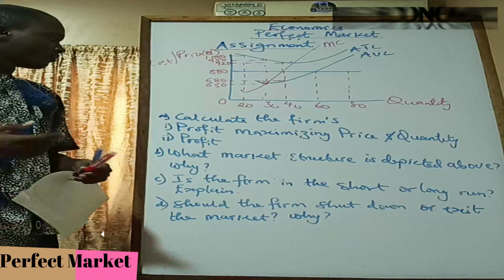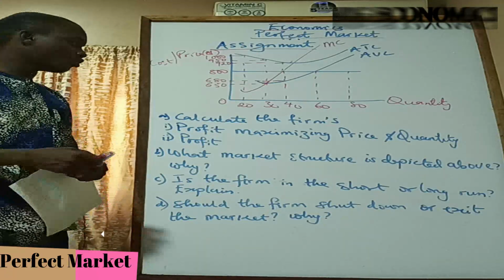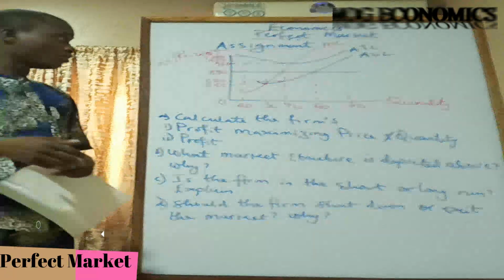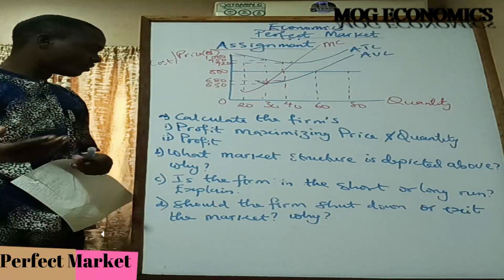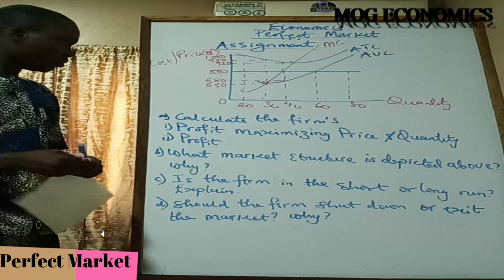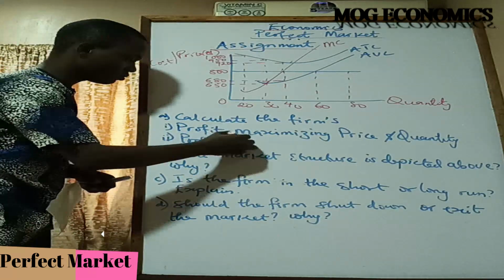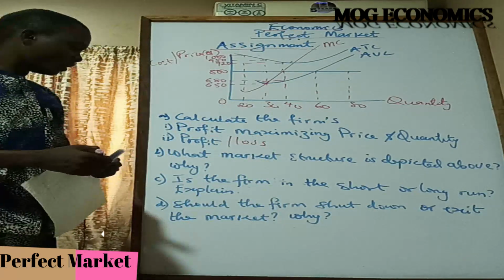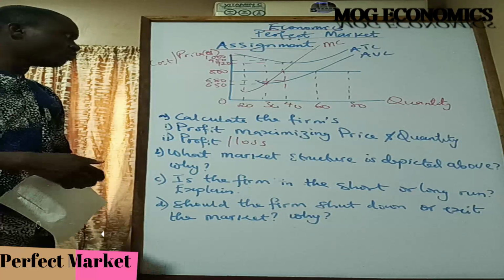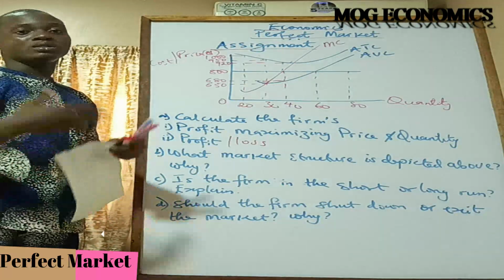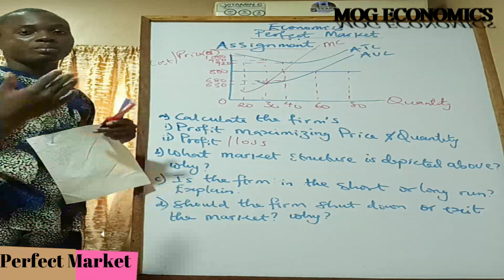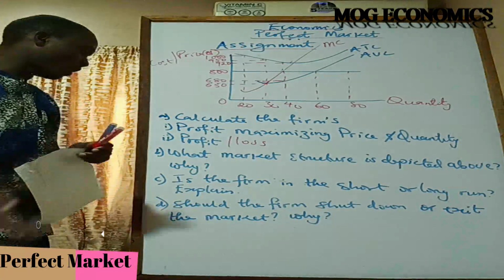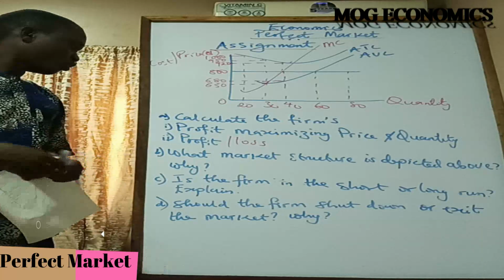So A: calculate the firm's profit maximizing price and quantity. There's nothing to really calculate, just look at the graph and pick what you're supposed to pick. Then calculate the firm's profit or loss, depending on what is made. Then B: what market structure is depicted above? Like what kind of market structure is it? Oligopoly, monopoly, monopsony, duopoly, or whatever. And then why are you picking what you just picked?